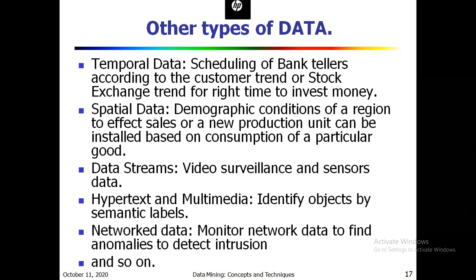For example, the income of a person in Islamabad is higher than the income of people in Lahore, or the income of people varies across different cities. In big cities, people have high income. And this demographic condition affects the sales as well. So this is in fact spatial data.